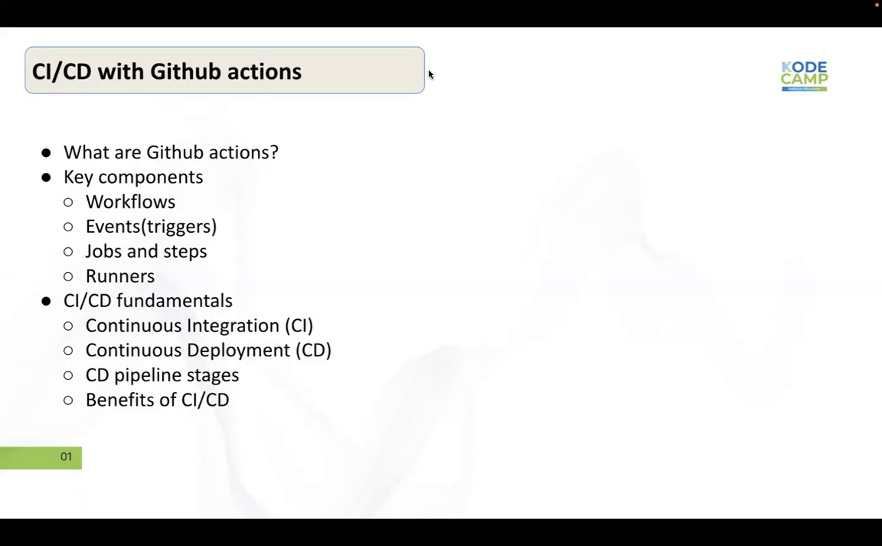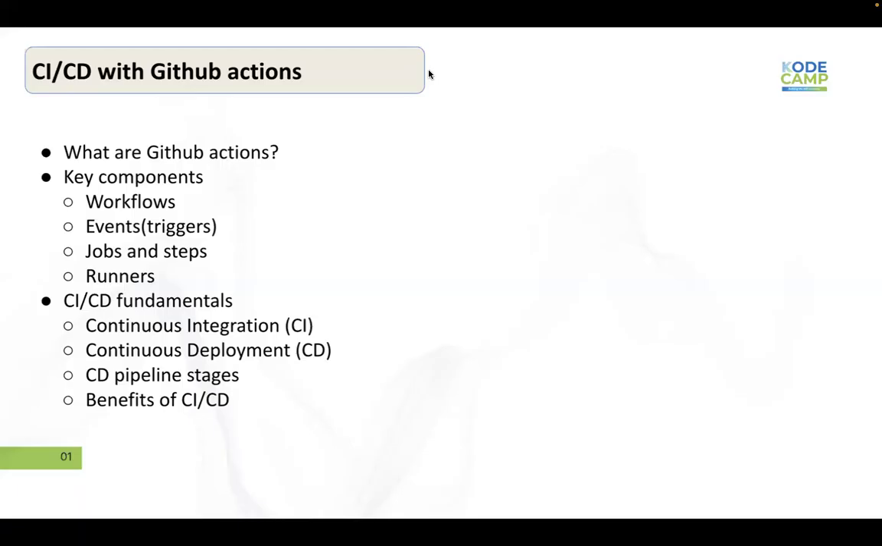So we have CI pipeline components as well. We have about 6 or more components, but let me just try to mention 5. We have 1, code commit; 2, automated build; 3, automated testing; 4, code quality checks; and 5, feedback loop. So let me just try to explain what all this means.